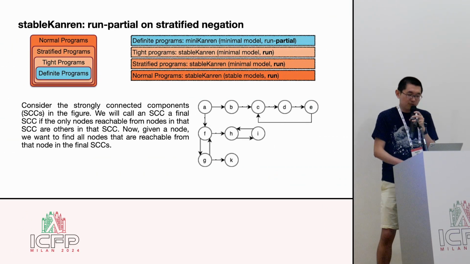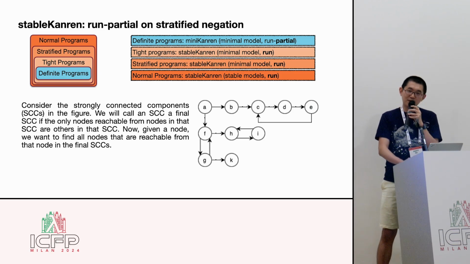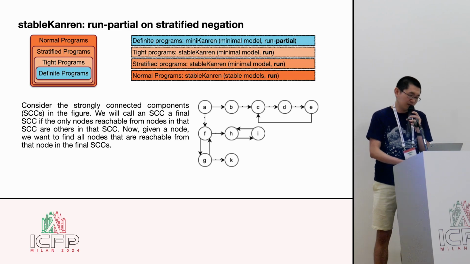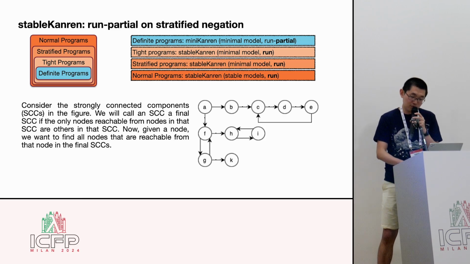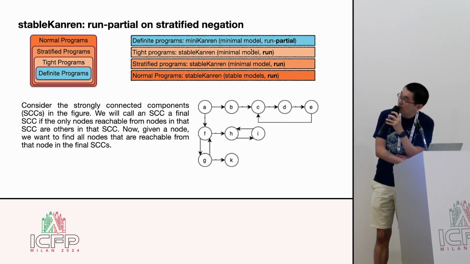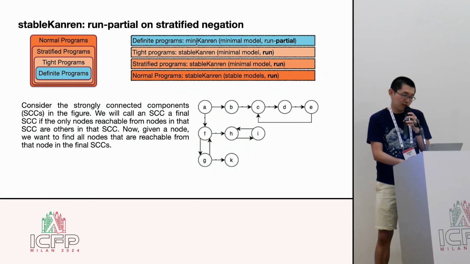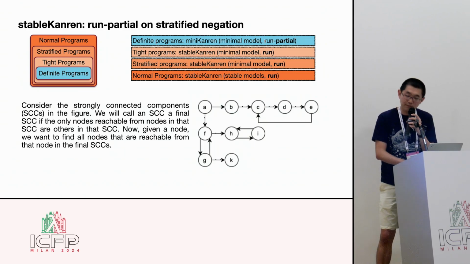All right, so far so good. Now we got one extra serendipity, like lucky things. Since we have a run partial now, let's see what happens if we try to use this run partial interface on the stratified negation. Because as we can see from this hierarchy, all these top three levels are minimum models, right? They only have one model.